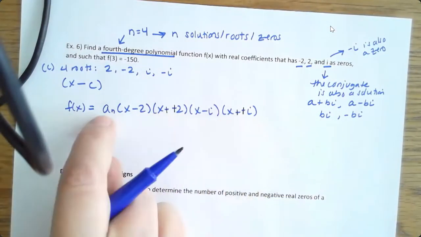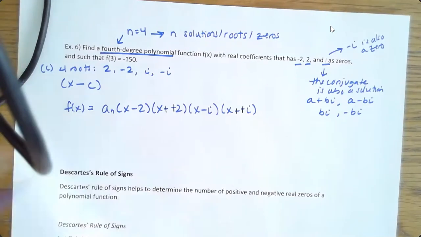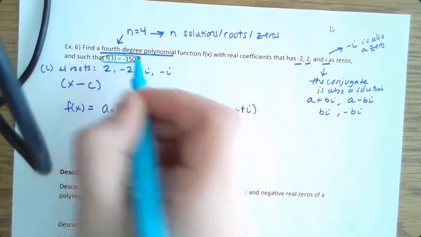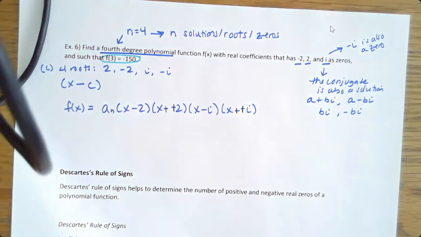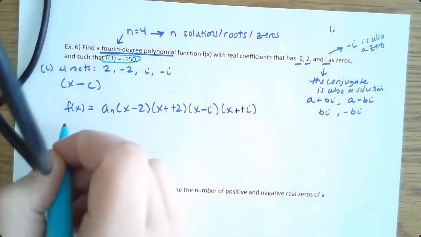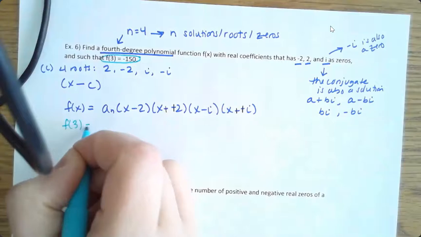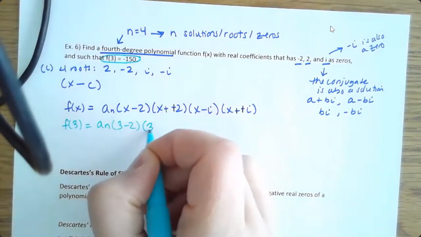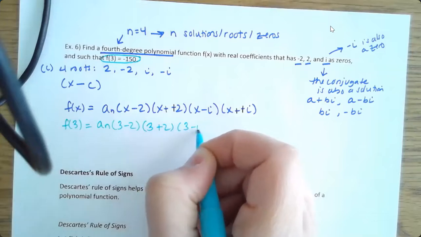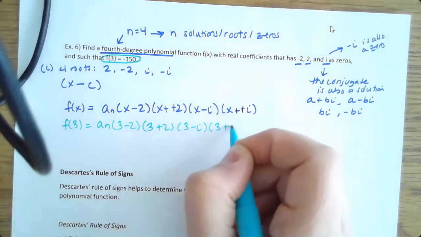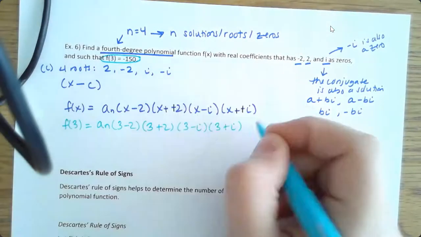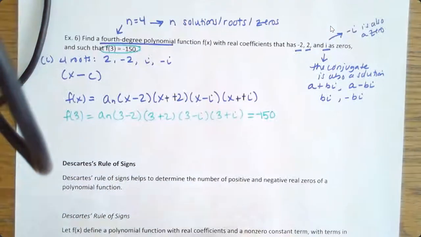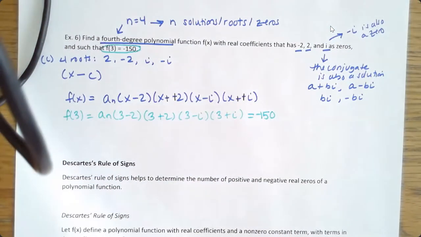But I do have all my factors. So how am I going to figure out my leading coefficient? Well, there's one last piece of information I haven't used. I know that f of 3 is negative 150. So what I can do is I can plug in 3 for x. And I know when I plug in 3, my answer is going to be negative 150. So now I can go ahead and I can solve. So let's simplify this.